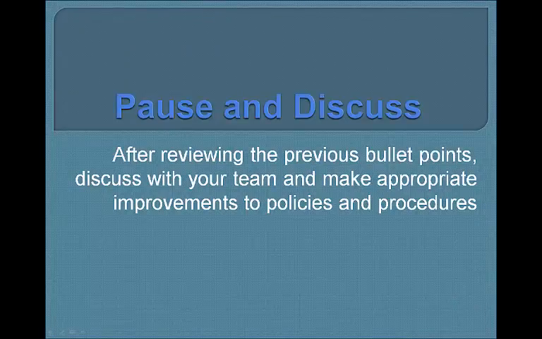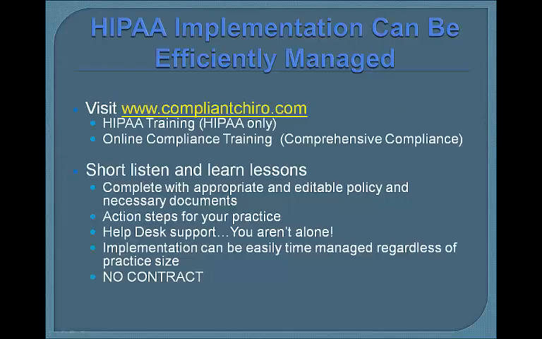And the next step, you want to make sure, again, to pause and discuss here. Make sure that you review and discuss those previous bullet points with your team and make sure the appropriate improvements to your policies and procedures are updated in those written documents that you have for HIPAA compliance. After reviewing this scenario and the bullet points, you may have found that your existing HIPAA policies and procedures need to be reviewed and updated. Or you may have determined that you don't have HIPAA implemented in your office and you need to make sure that that's a step that's taken in your practice and made a priority.